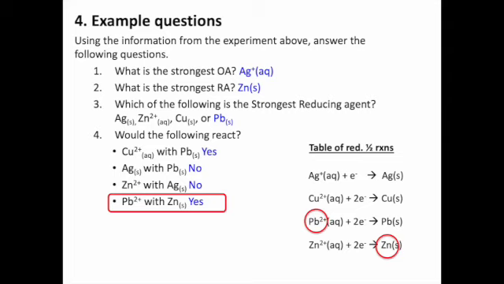Okay, and there is the start. There's a whole bunch of questions to do that I'll have to go over with you in class, but there's the start of that lesson.